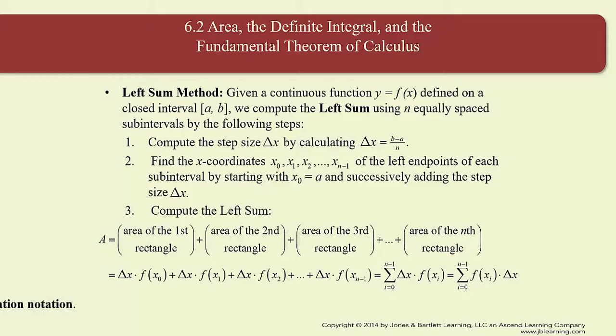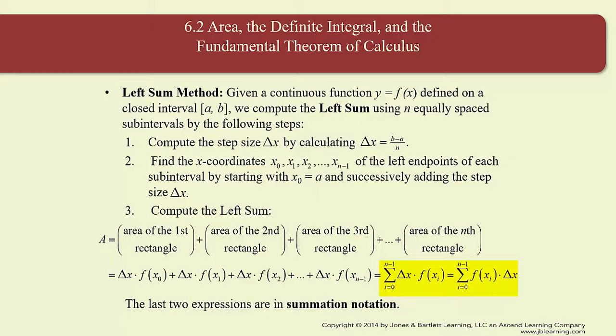I do want to talk about these last two expressions that you see. It's using what's called summation notation. Keep in mind, it's expressing nothing more than you're adding up a bunch of areas. So f of x sub i, that is the height of a rectangle. Delta x is the base of a rectangle. So when you take those two quantities and multiply them together, it gives you the area of a rectangle. The sigma sign, that means summation. It means you're just adding up a bunch of rectangular areas.